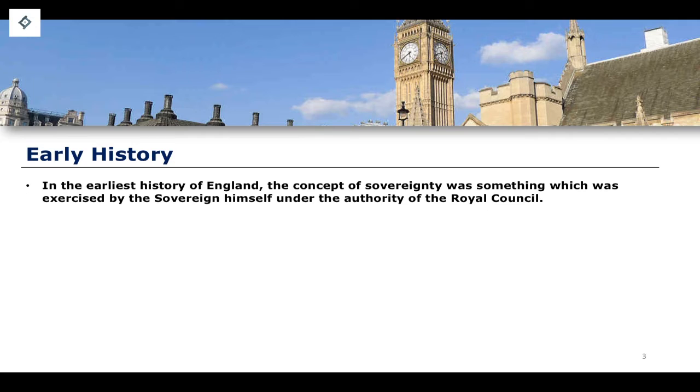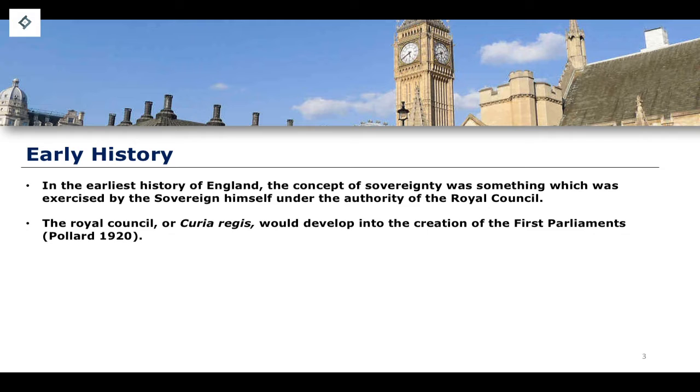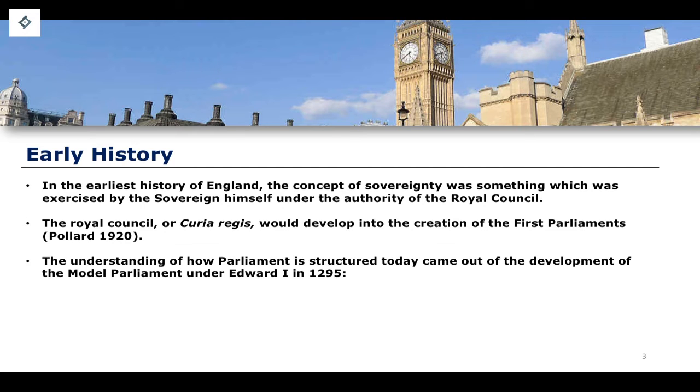In the earliest history of England, the concept of sovereignty, where power lies, was something exercised by the sovereign, him or herself, this being the authority of the royal council, and this is really where we see the authority of lawmaking beginning in the history of England. The royal council, or the cura regis, would develop into the creation of the first parliaments, and these first parliaments would lead to the establishment of a formal legislature throughout time.